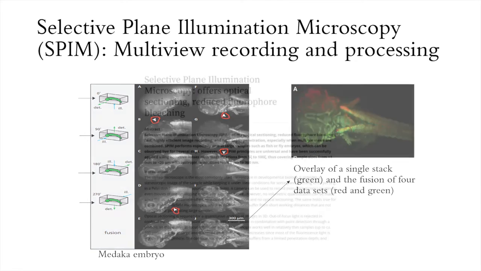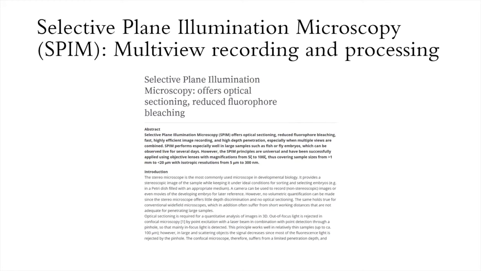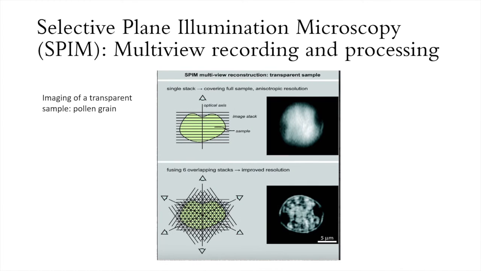In this other paper by Jan Huisken, where they were doing a live image of a transparent sample, we can see that the single dataset, which is the top image, suffers from poor resolution. Therefore, rotation of the sample and acquisition of multiple datasets with different overlap will provide overlapping data that multi-view reconstruction can combine to create isotropic resolution.